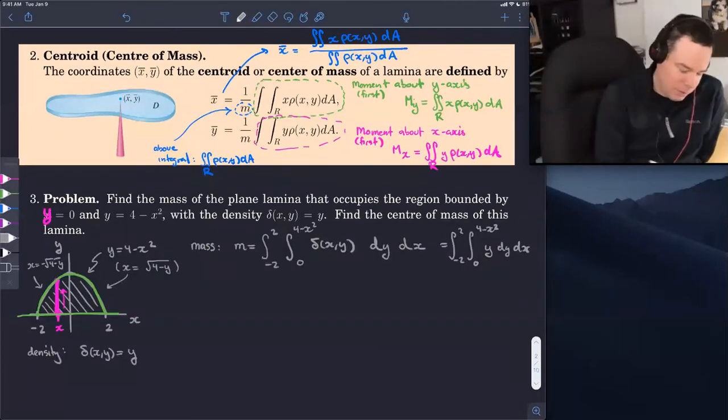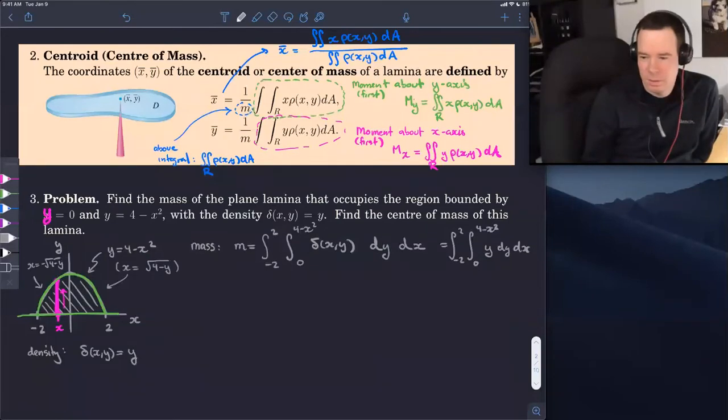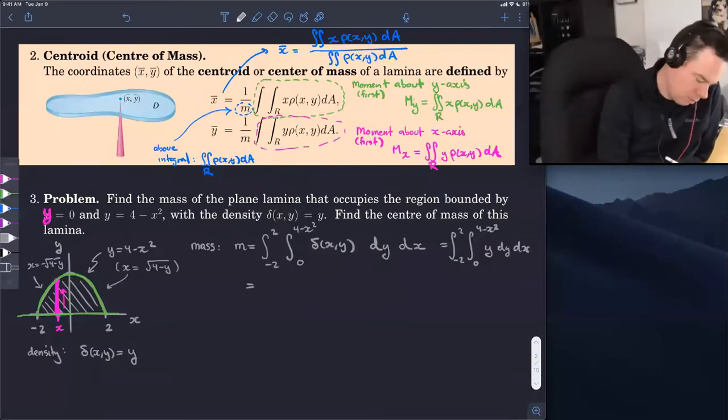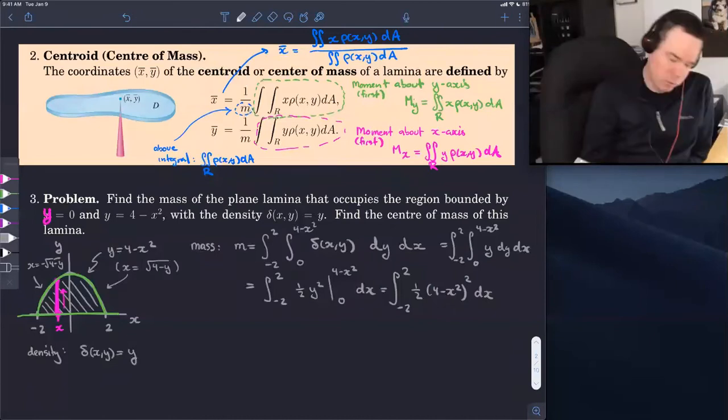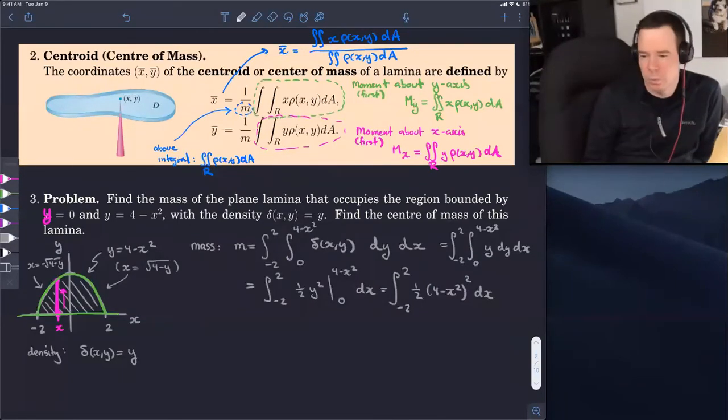Okay, and so now we're at an integral where the inner integral is integration of y, and then the outer integral is our x integral. So let's just have a look at our inner integral. It would be 1/2 y squared from 0 to 4 minus x squared, dx. Or in other words, the integral from -2 to 2 of 1/2 times (4 minus x squared) squared dx. There's another square out there, so 4 minus x squared, all squared, dx.